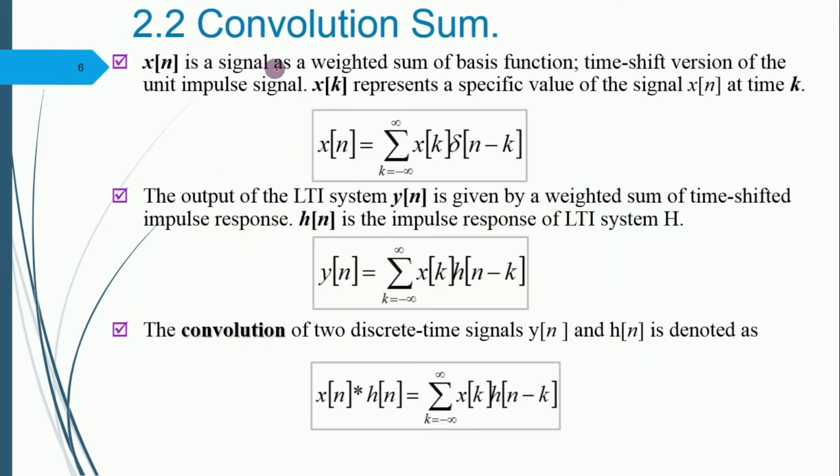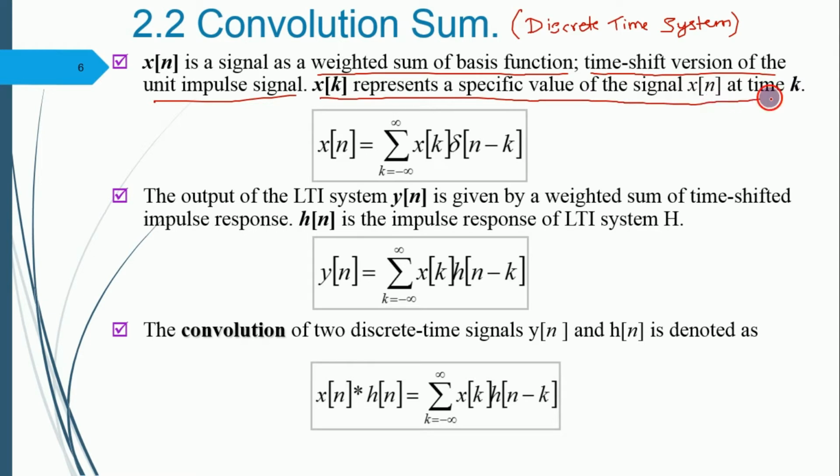Now we will proceed with convolution sum. It is for discrete time systems. We are applying convolution sum. What is convolution sum? The definition goes like this. X of n is a signal as a weighted sum of basis functions. Initially you may feel it a bit difficult to understand. Please give some time and you will understand it. Time shifted versions of the unit impulse signal. X of k represents a specific value of the signal x of n at a time.